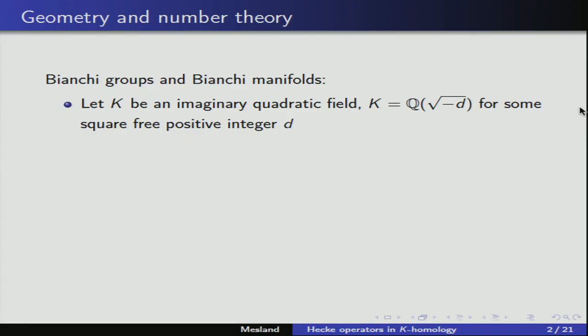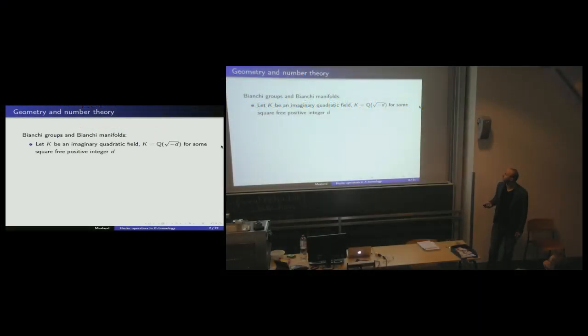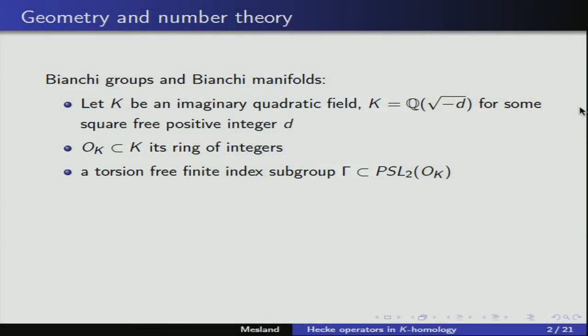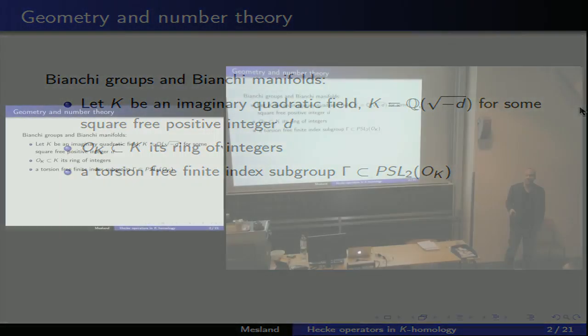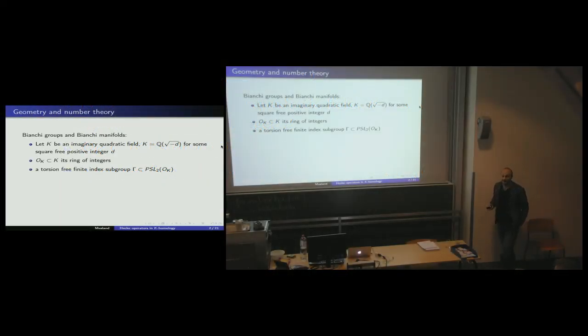So these groups arise as follows. You take an imaginary quadratic field, which is just a concrete field of this form, constructed from some square-free positive integer d. And then you look at its ring of integers, which is some ring O_K, and you build this group PSL2 of O_K, because everything sits inside the complex numbers. O_K is some discrete subset of the complex numbers, and you look at it inside PSL2 of C. Now, there might be torsion in this group, and this we don't want, but there always exists a torsion-free finite index subgroup. And these are the groups we're thinking about.